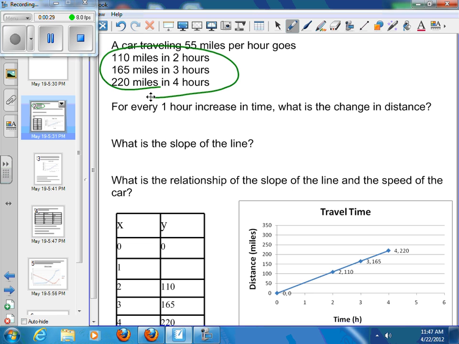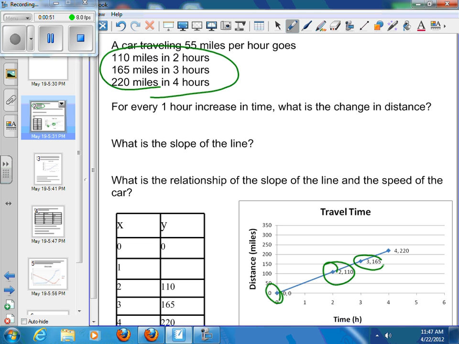And you'll see that that's the same exact thing that we're graphed down below. In the graph, we've got the point 0, 0, which means if we haven't spent any time, we haven't gone any distance. And if we're not going to go any distance, it takes no time to get there. We also have the second point graphed here. In 2 hours, we've gone 110 miles, or 110 miles took us 2 hours.